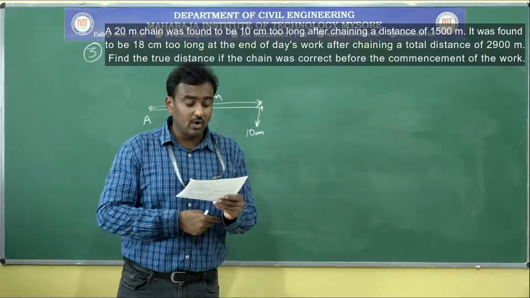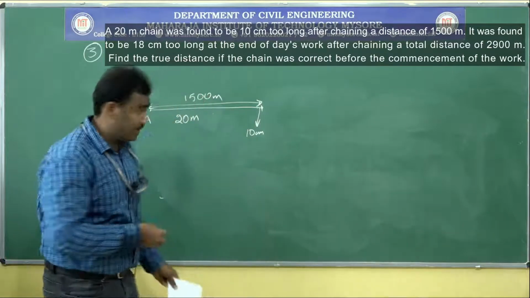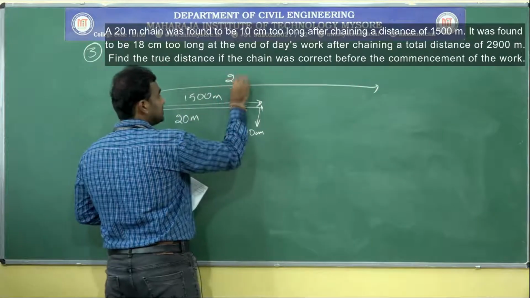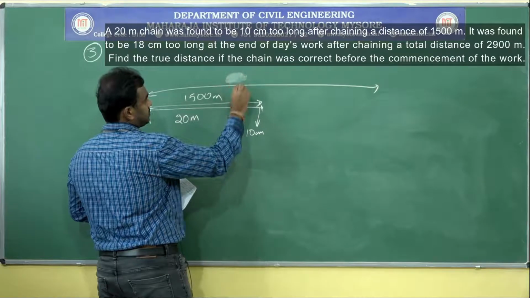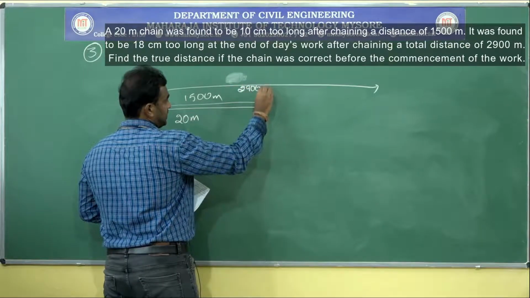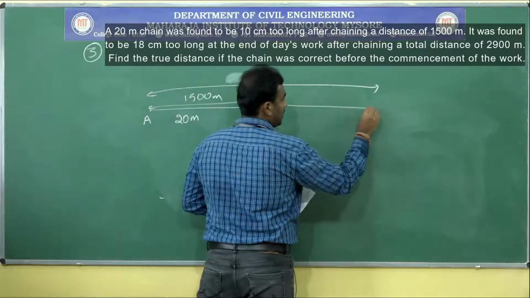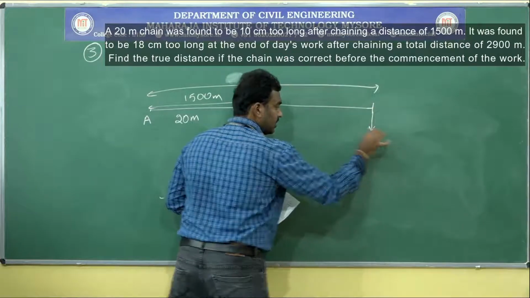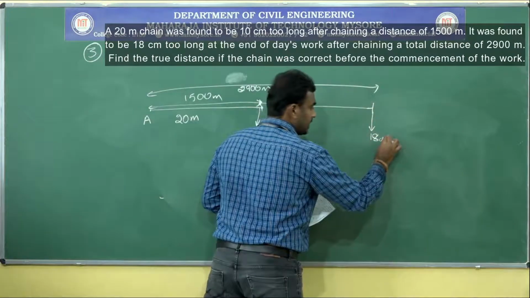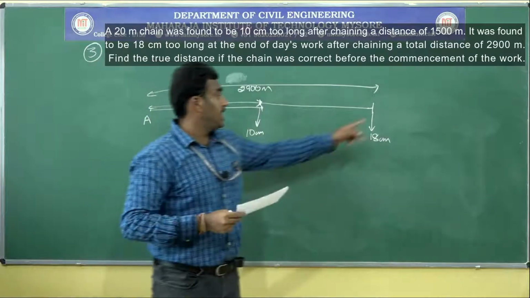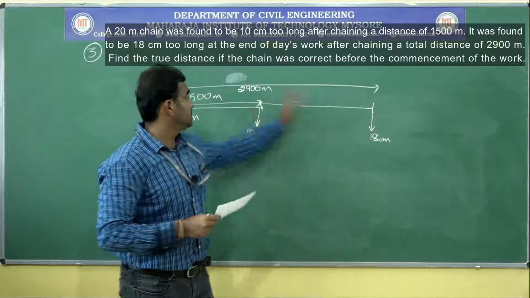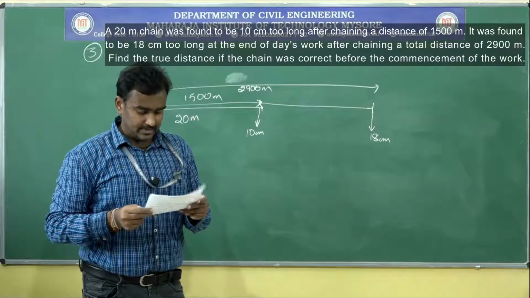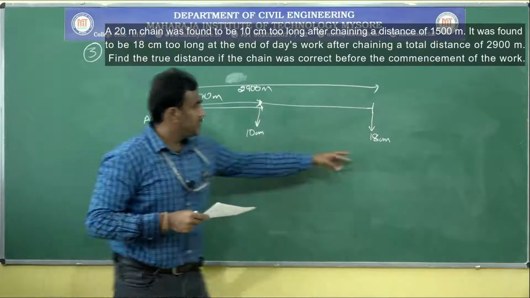After chaining a total distance of 2900 meters, that means this is 2900 meters from here. At the end of the day's work, it is found that the 20-meter chain is 18 centimeters too long. The total distance measured is 2900 meters. So this is the incorrectness they are mentioning.